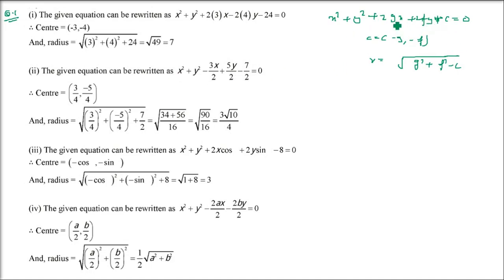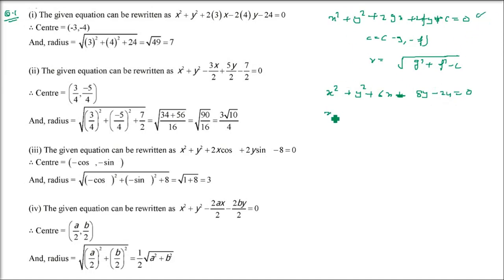Whichever equation is given, we have to compare it with this standard equation, find g, f and c, and then we will find the center and the radius. Let us take the first one: x square plus y square plus 6x minus 8y minus 24 equals 0.